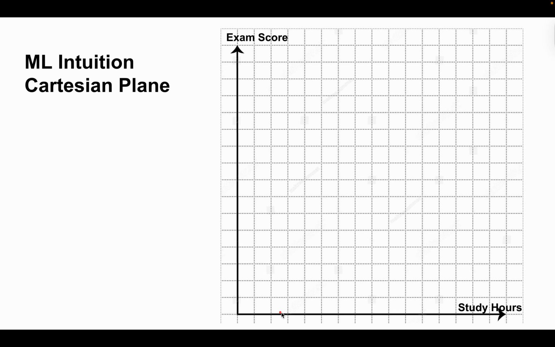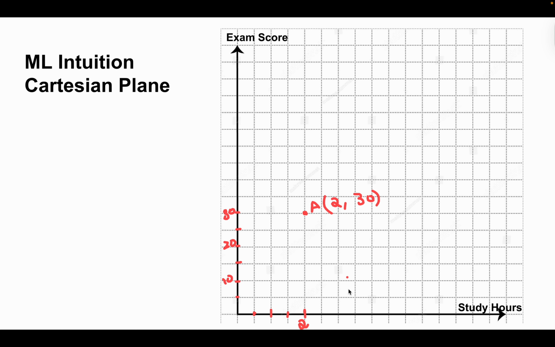If a student is studying 2 hours, so if this is 0, 0.5, 1, 1.5 and 2, and scored 30, so let's say this is 5, 10, 15, 20, 25 and 30. So this is the point, the person A, and this will be 2 comma 30, right? So he scored 30. This is 10, 20 and 30.